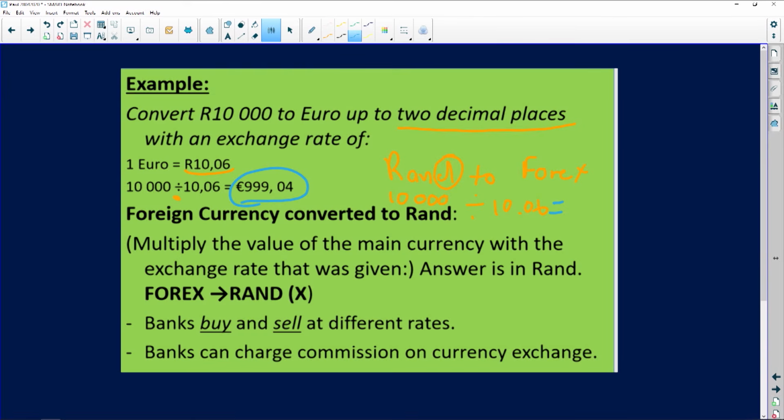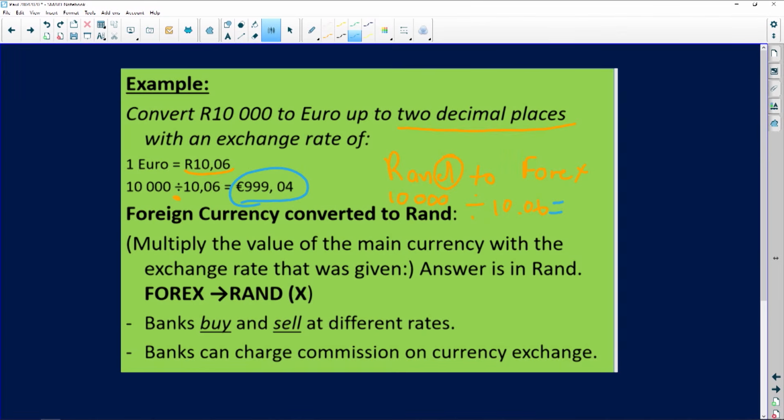All right, now guys, let's look at the opposite. So now you want to convert your forex to rand. Let's say you went overseas, you didn't spend all the money that you've converted, and now you want to go back to the bank, you want to convert those dollars back to rand so that you can use your rands here in South Africa again. What will the calculation be?